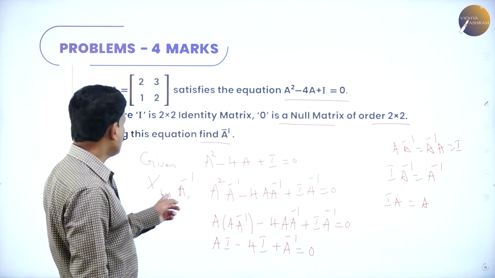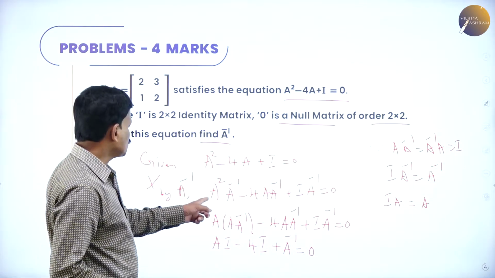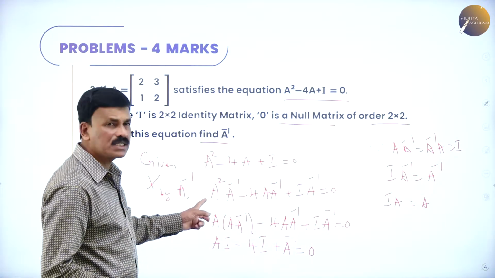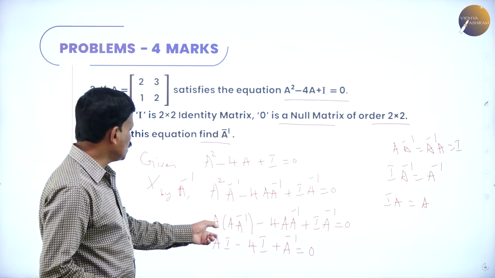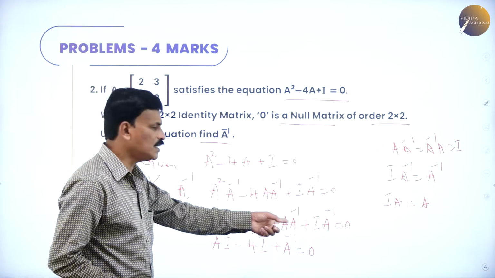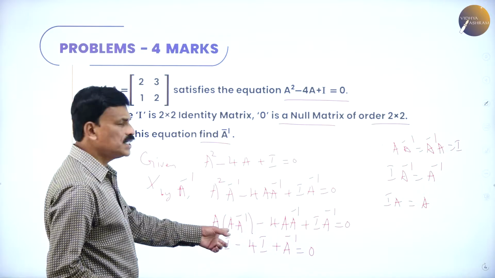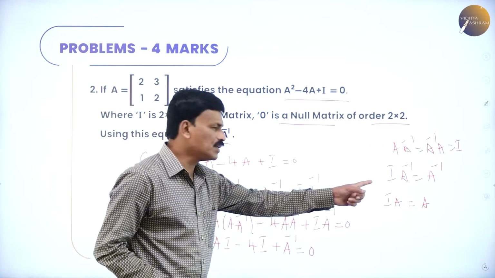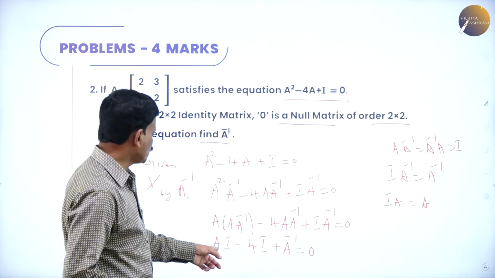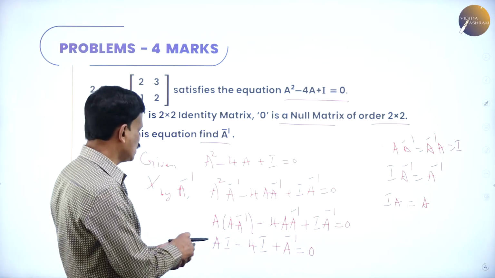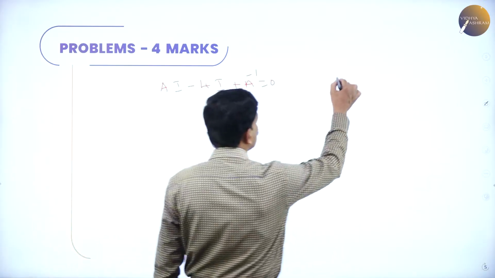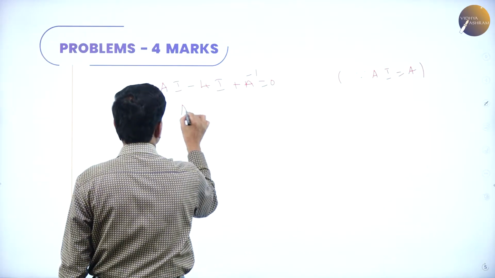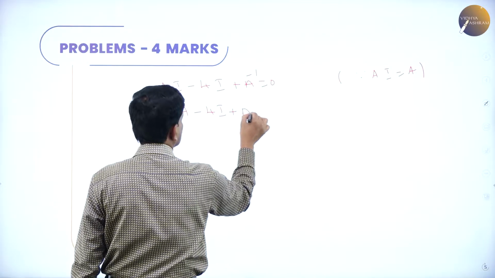Okay. Now, listen to me here. Multiply by A inverse on both sides. A square into A inverse minus 4A inverse plus I A inverse is equal to 0. Split this. A square can be written as A into A inverse minus 4A inverse plus I A inverse is equal to 0. Since A into A inverse is equal to I, and I into A inverse is equal to A inverse, A into I minus 4I plus A inverse. Since A into I is equal to A itself, this is A minus 4I plus A inverse.